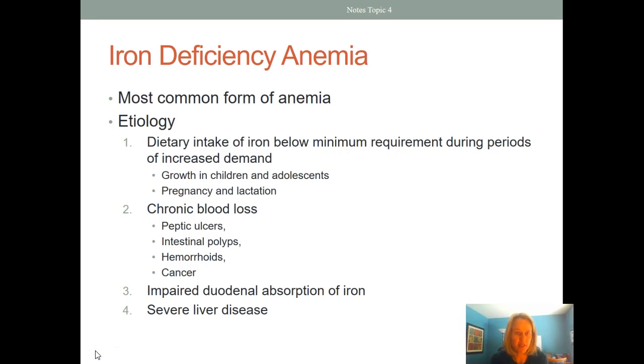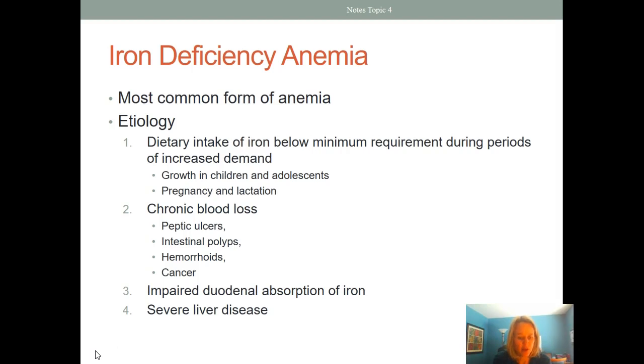So now let's talk about specific types of anemia. Iron deficiency anemia. This is the most common form of anemia. It is caused by a dietary intake of iron below minimum requirements during periods of increased demand, such as may occur during growth in children and adolescents, or with pregnancy and lactation.